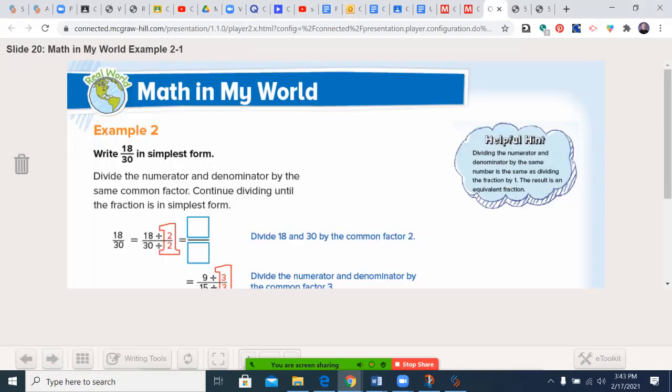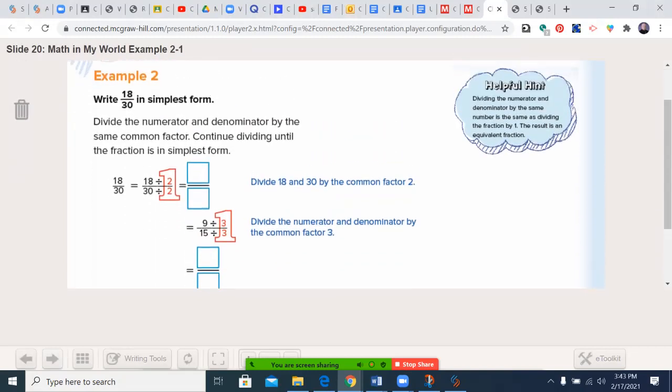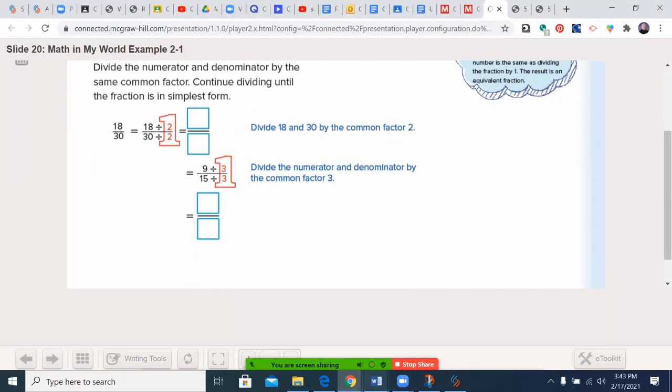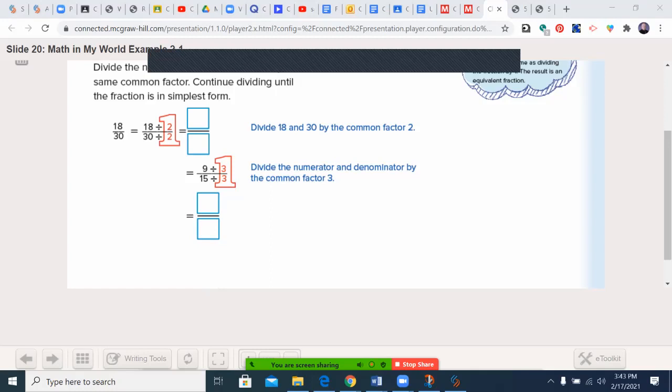See our answers. 18/30ths in the simplest form. So we have a helpful hint. Dividing the numerator and denominator by the same number is the same as dividing the fraction by 1. The result is an equivalent or equal fraction. Right now, they just told you to go ahead and divide by 2 because they're both even numbers.